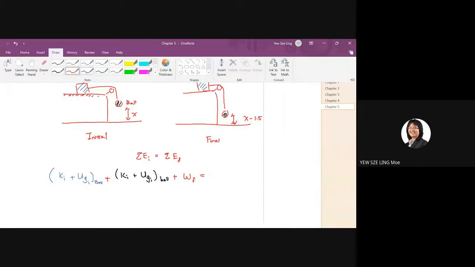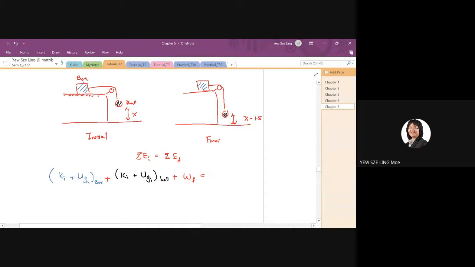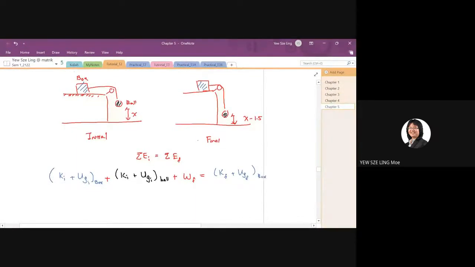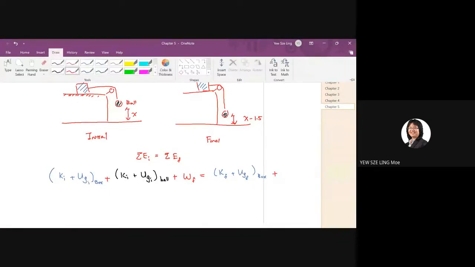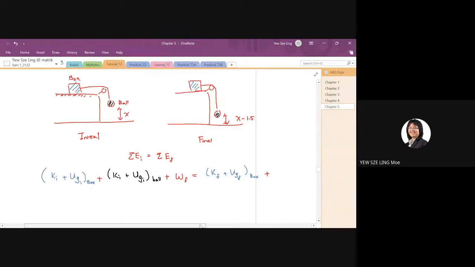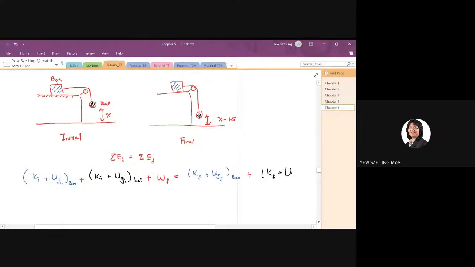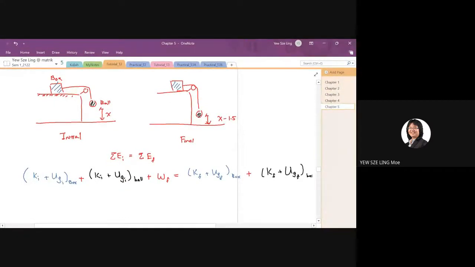Then that is equal to the final energy for the box again. So kinetic energy F plus UGF for the box. And then plus, we look at what happens to the ball. So K final plus UG final for the ball. All right, so now I've taken into consideration the energy of all of the objects.